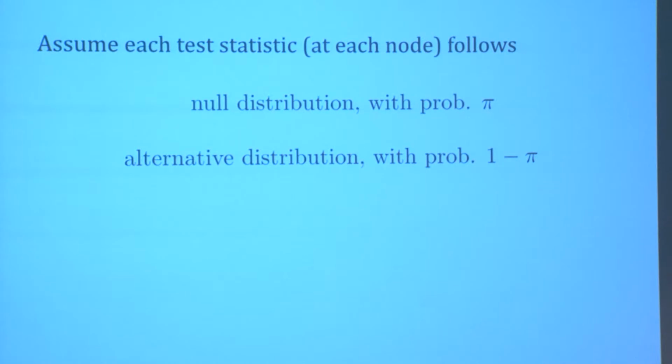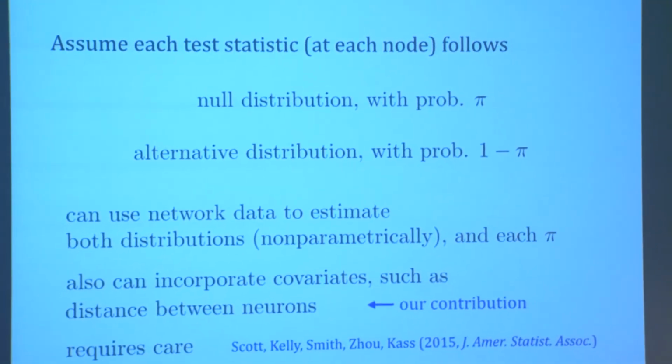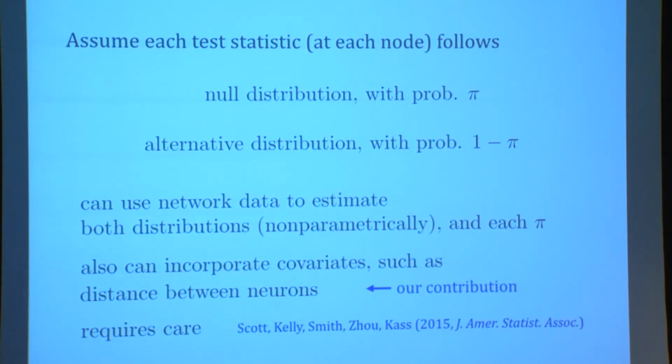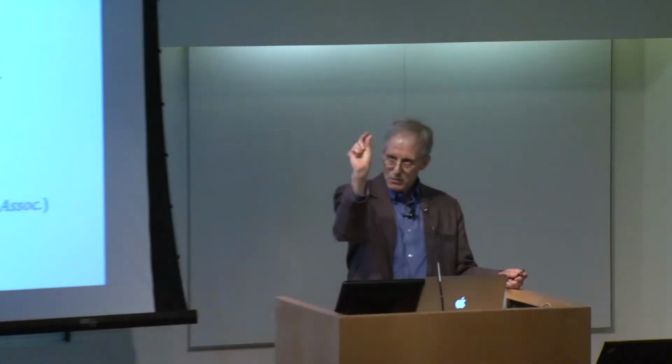So this goes back to this Bayesian version of false discovery rate. We assume each test statistic at each node follows a null distribution with probability pi, and an alternative distribution with probability 1 minus pi, and we can use the network data to estimate both of the distributions, the null distribution and the alternative distribution, non-parametrically. And we can then incorporate covariates to improve this. This is our contribution. And in the case of synchrony, we know that if neurons are close together, they're more likely to be synchronous. We know how far the electrodes are apart, so we can incorporate the distance as a covariate.